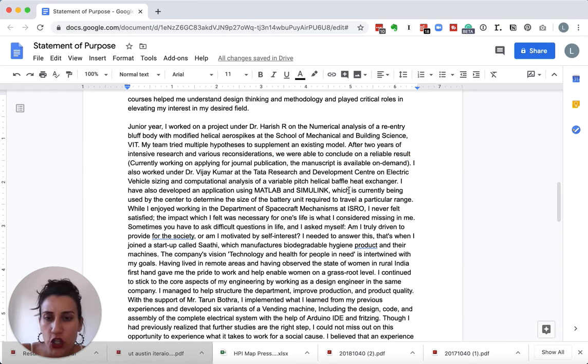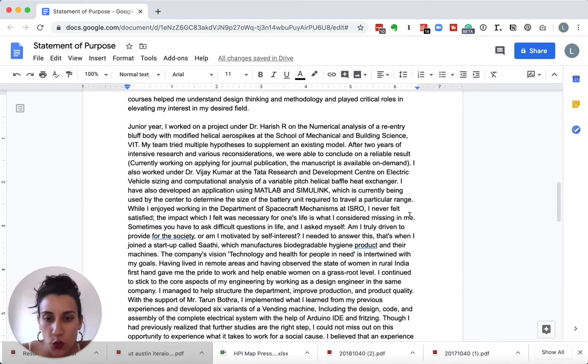Next part. I also worked under Dr. Vijay Kumar at the Tata Research and Development Center on electric vehicle sizing and computational analysis of a variable pitch helical baffle heat exchanger. I've also developed an application using MATLAB and Simulink, which is currently being used by the center to determine the size of the battery unit required to travel a particular range.